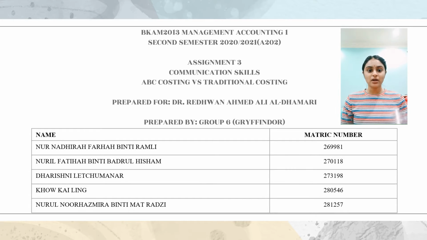Secondly, the comparison between traditional and ABC costing. Thirdly, the advantages and disadvantages of traditional costing. Fourthly, the advantages and disadvantages of ABC costing. Lastly, the traditional costing cost pools and ABC costing cost pools.